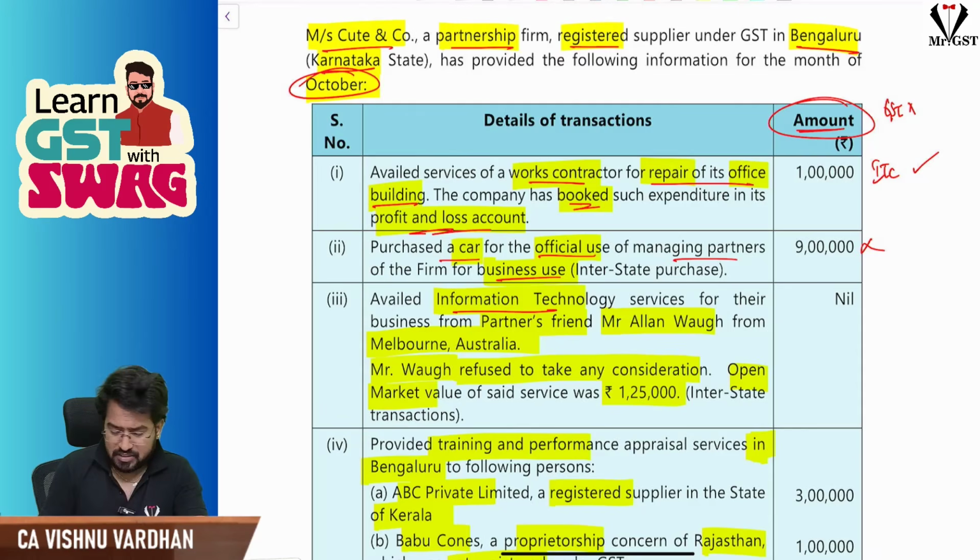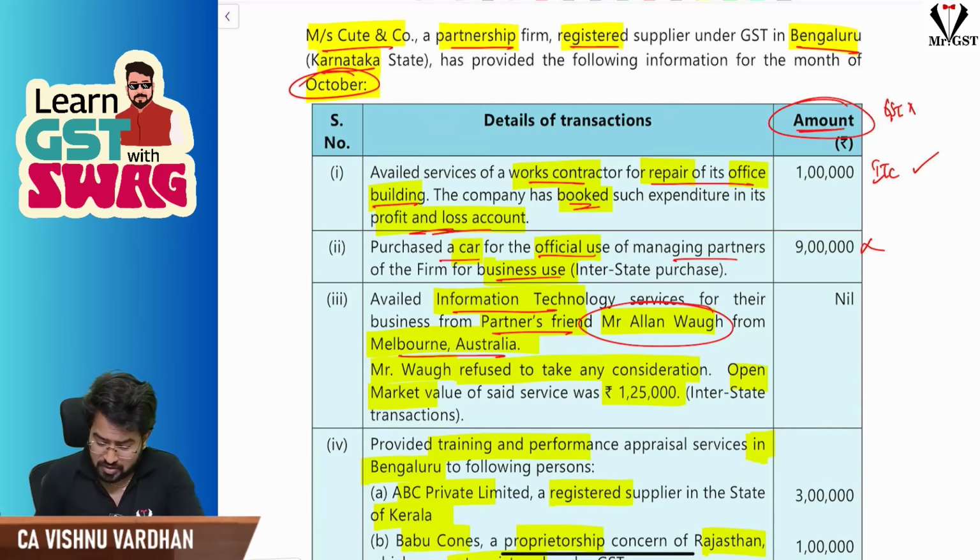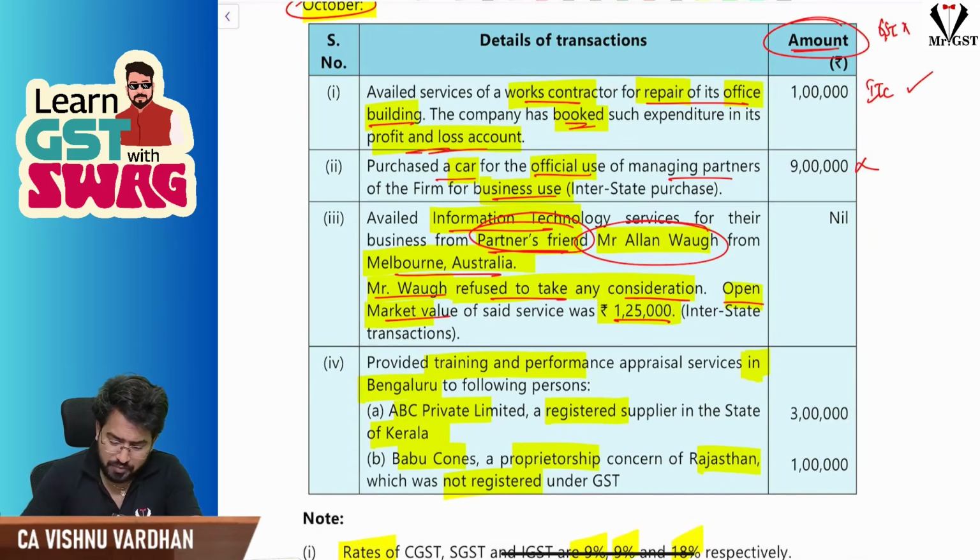Information technology services they have received from a partner's friend, Mr. Alan Waugh from Melbourne, Australia. I know Steve Waugh from Australia, but not this Alan Waugh. Fine. Mr. Waugh refused to take any consideration. Open market value of that is 1,25,000. Are you understanding that point? Import of service from a person who is not a related person here. See, partner is related, partner's friend is not related. Please understand that properly. So, this is not a supply.